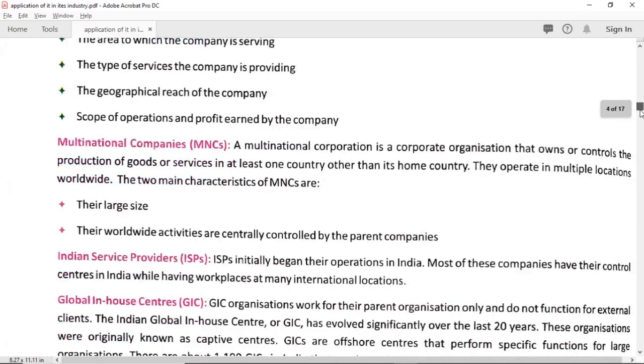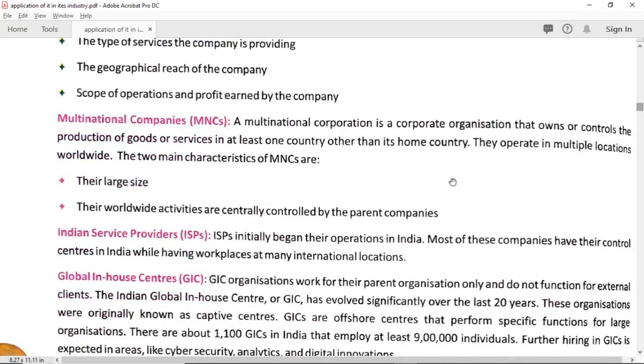So few of them are multinational companies. You might have heard this word MNC. So they can take their services. Indian service provider, ISP, initially begin with their operations in India. They work continuously doing a research and development work on a particular project. Most of these companies have their control centers in India while having workspace in many international locations. So very high type of workload has been done using this service provider.